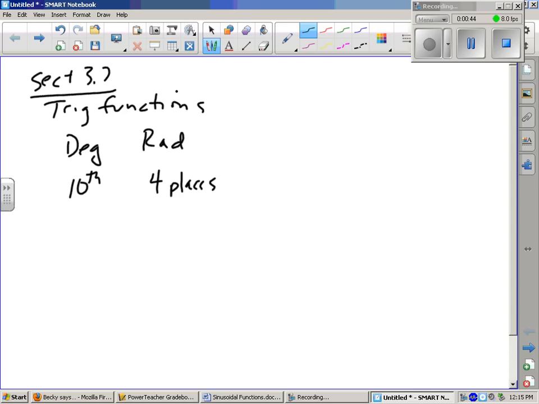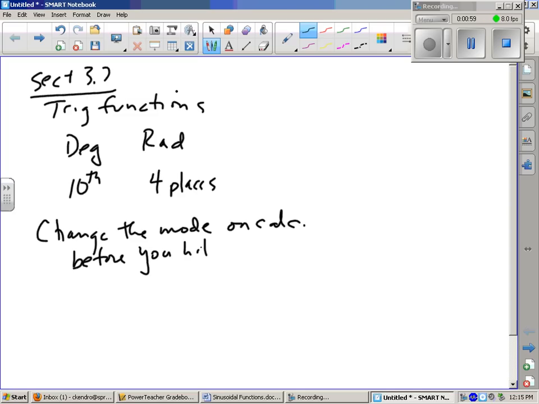So the biggest thing you have to do is change the mode on your calculator before you hit the sine or cosine button, or tangent, or any of the other trig functions. That's the biggest mistake that happens: you're in degree mode, but you're supposed to be in radians, and you're getting the wrong answer.